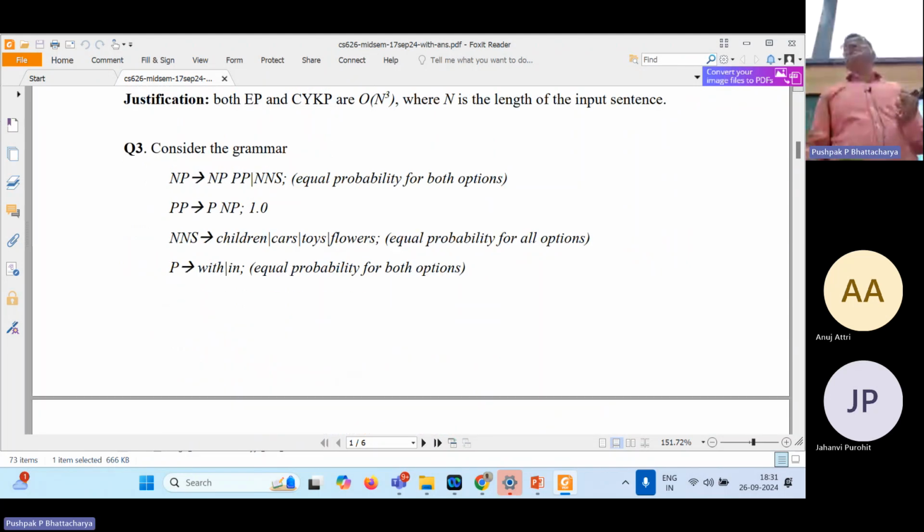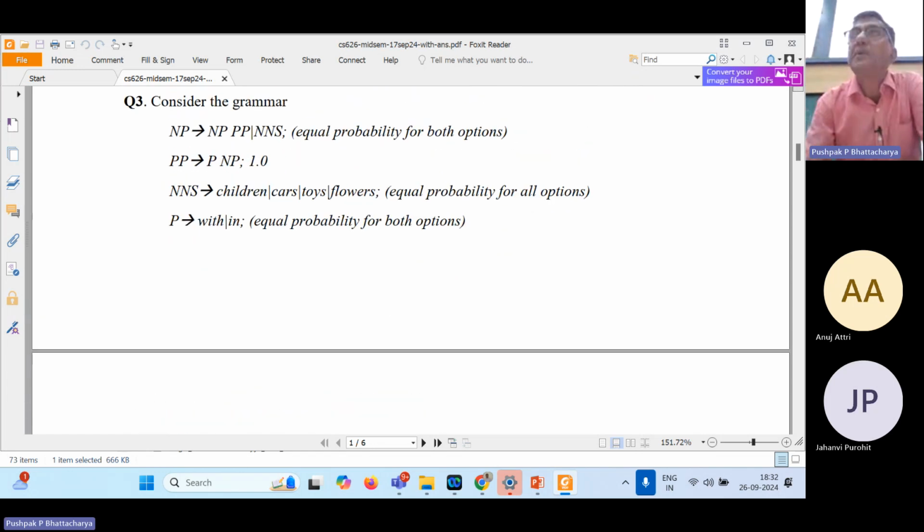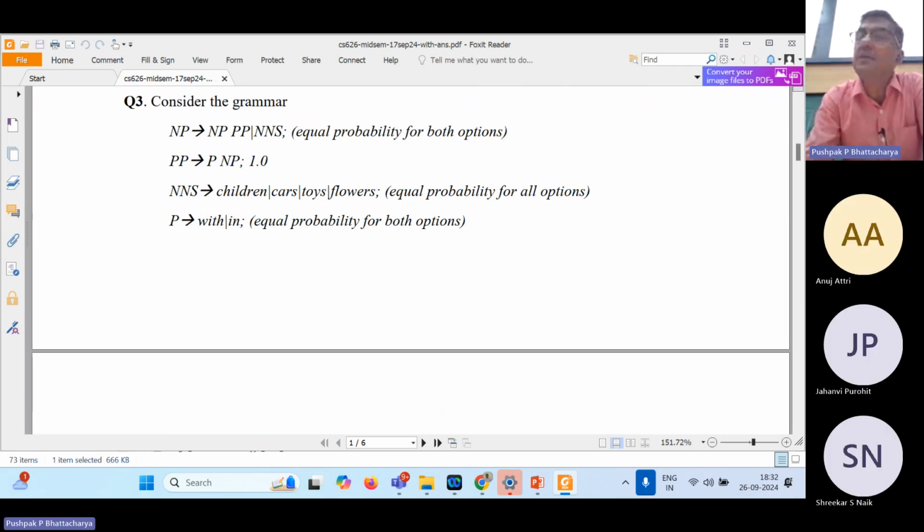Question 3 was a real trap. Consider the grammar. NP goes to NP PP or NNS with equal probability. So a noun phrase can be a plural noun or a noun phrase followed by a preposition phrase. Then PP goes to P NP with probability 1.0. That is the only way you can expand a PP. NNS goes to these four words: children, cars, toys, flowers, with equal probability 0.25. P goes to with and in, only two prepositions, with equal probability 0.5 for each.